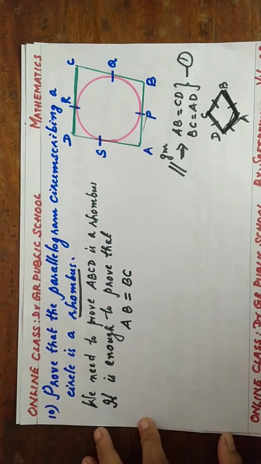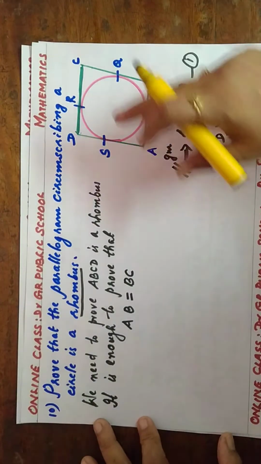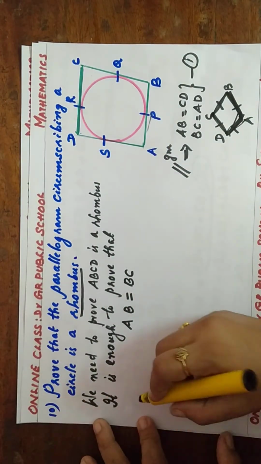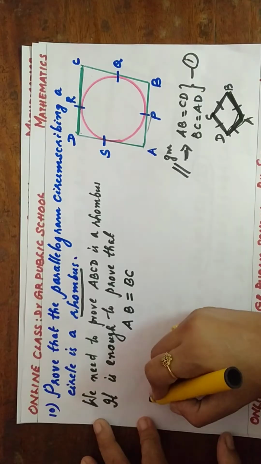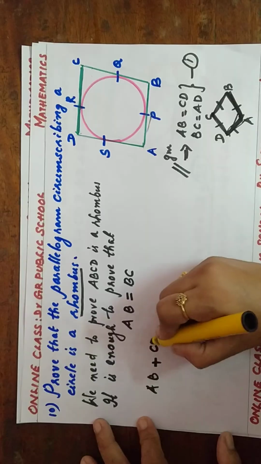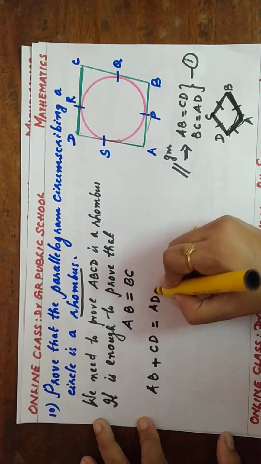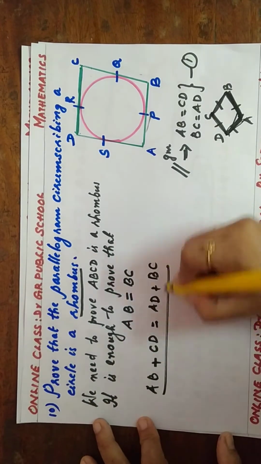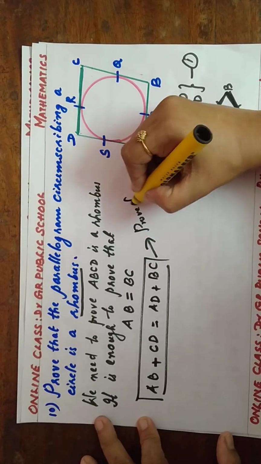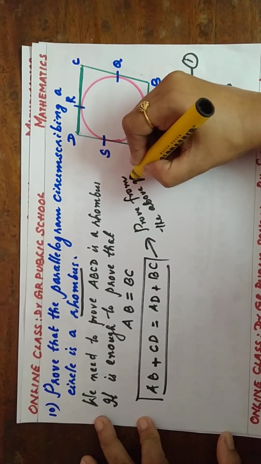As per the last question, at first you need to prove that a quadrilateral circumscribing a circle has the sum of the opposite sides equal. So as per the last question, what you need to prove is AB plus the opposite side CD equals AD plus BC. Up to this much step, you need to prove from the above question.